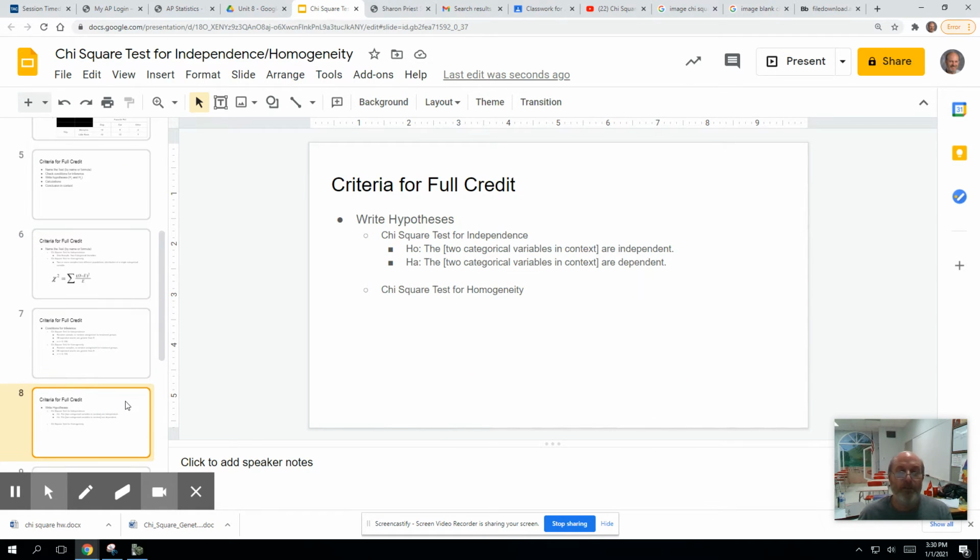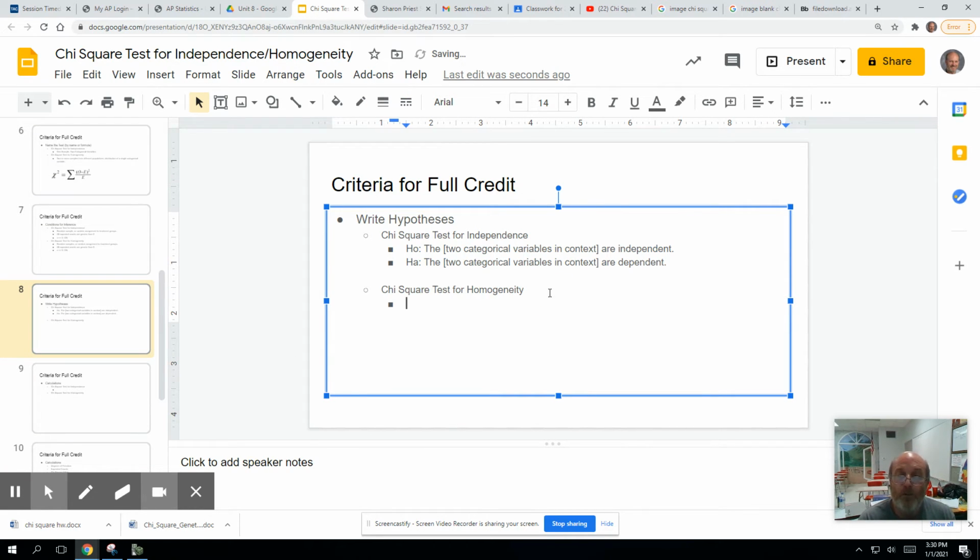Let's see. For the chi-square test for homogeneity, our null hypothesis is going to be that the distributions of the categorical variable in context are the same for the populations. Usually it's going to be 2 populations, but it could be more than 2 populations you're comparing. For populations in context.